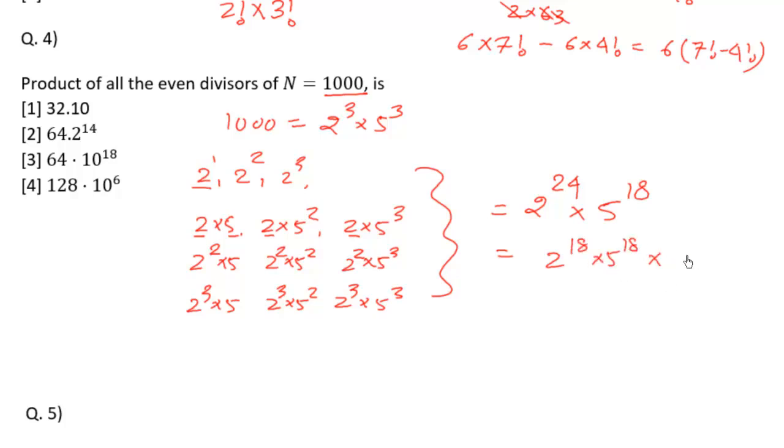If I take that common, we are left with 2 to the power 6. Together these will make 10 to the power 18, and 2 to the power 6 is nothing but 64. So we'll have this as the answer. From the options, we can see that option 3 matches with it. So option 3 becomes the right answer.